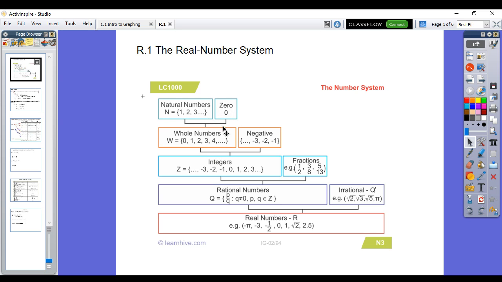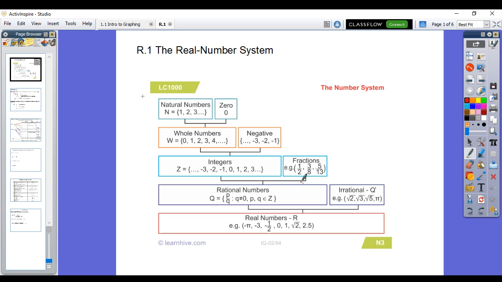Then we have what we call the whole numbers. That includes the zero, so we call those whole numbers. Then we look at our negative numbers, so -1, -2, -3. When we put the whole numbers and negative numbers together, those are called integers. So as we talk about integers, we know we're talking about any positive or negative number, but they're still solid, just normal numbers.